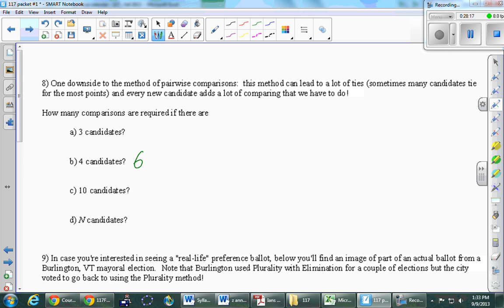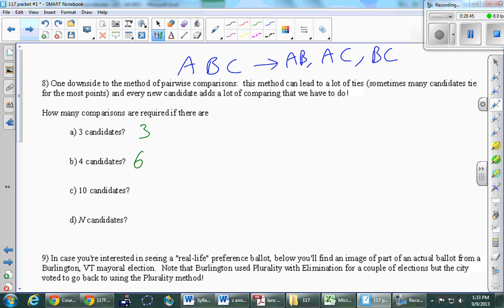As a real quick check, did you see those 6 points when we did our tallies? Just look at the tallies again. 0 points, 2 points, 3 points, and 1, right? All together is 6, so that's a good check. If there were 3 candidates, for example, A and B and C, let's just list what the head-to-heads would be. A versus B, A versus C, B versus C. Any more? No. So 3 candidates, how many comparisons? 3. So far, so good.